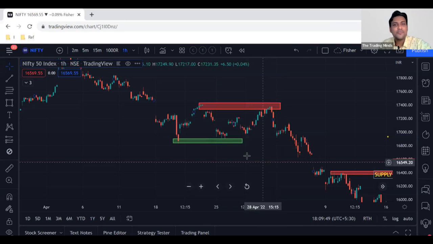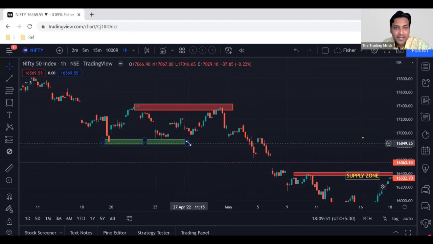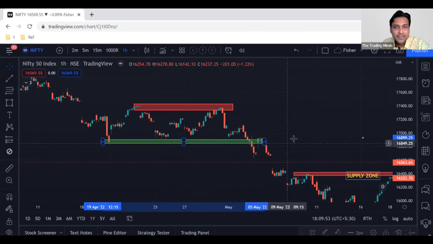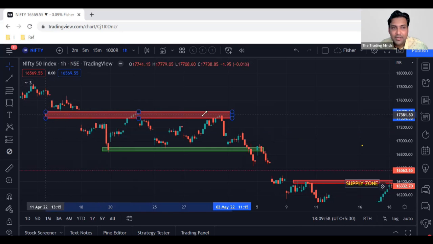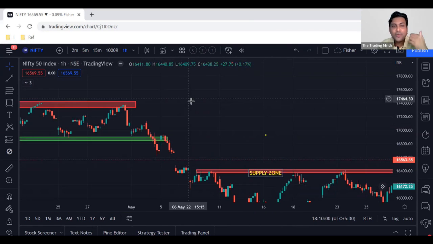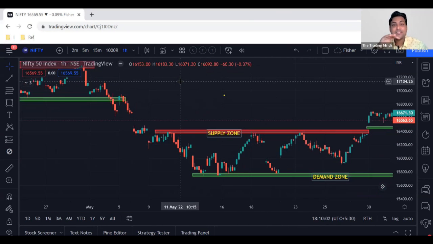So this is how you start marking and getting those levels. Start marking and understanding these levels, and the market usually trades between them. Once a supply zone is broken, it will act as a great demand zone, so the market can go up.